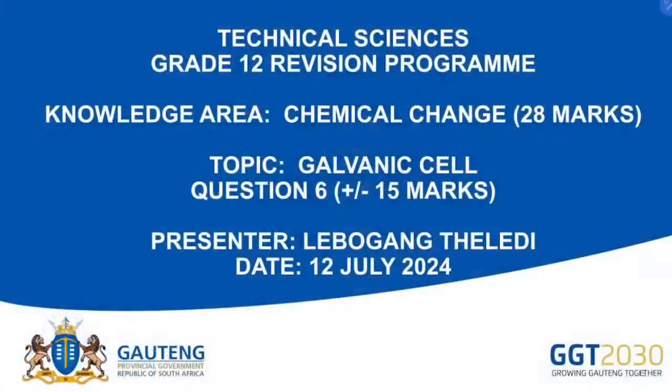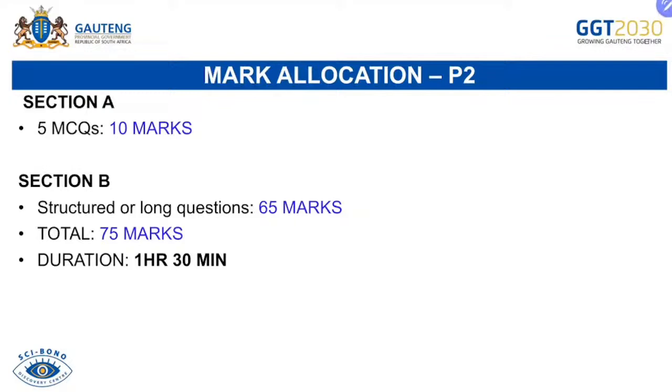So now for today's knowledge area, we'll be focusing on chemical change, which consists of 28 marks. And for today's topic, we'll be focusing on galvanic cell, which is under your electrochemistry. And galvanic cell will be on paper 2, which is then question 6. And it consists of plus minus 15 marks there.